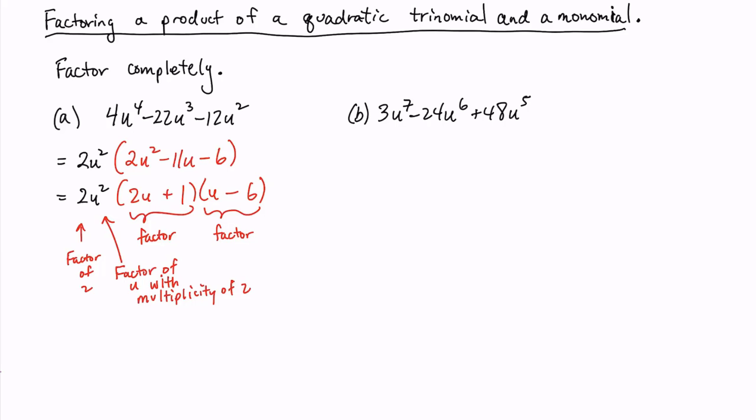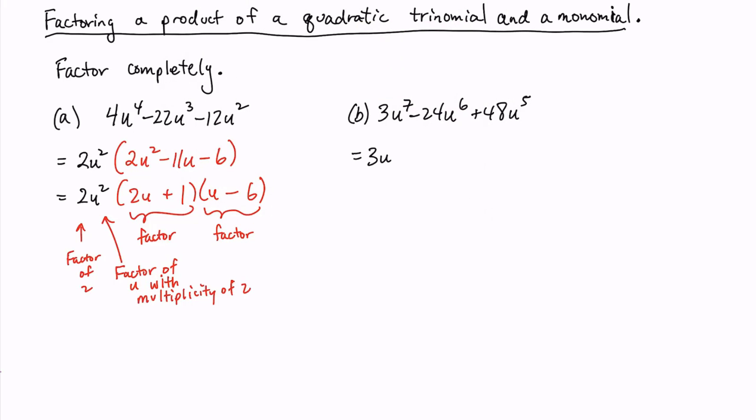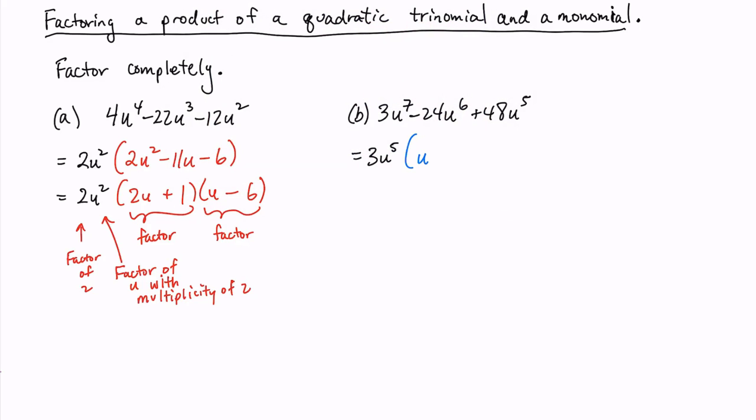How about the next problem? The next problem is a trinomial. And these 3 terms have a 3 and a u to the 5th in common. So the GCF is 3 times u to the 5th. Let's factor that out and use the distributive property. And then what's left? A u squared minus 8u plus 16.